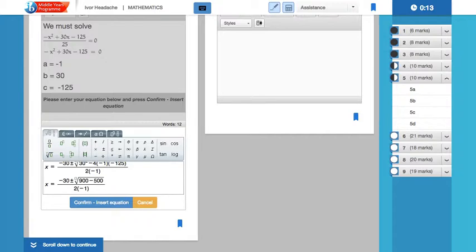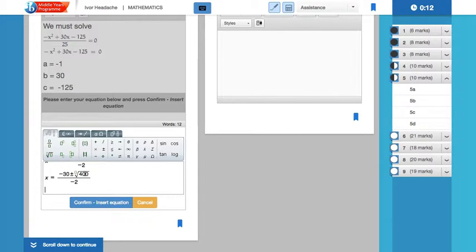So 400, that comes out to be 400. And then on the bottom, 2 times minus 1 is minus 2. So that's simplified it a bit. I'll just do another line where I simplify it a bit further. So copying it and pasting it, then I'll change that for a 400.